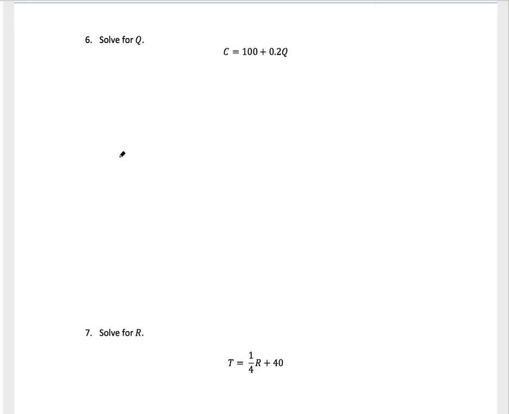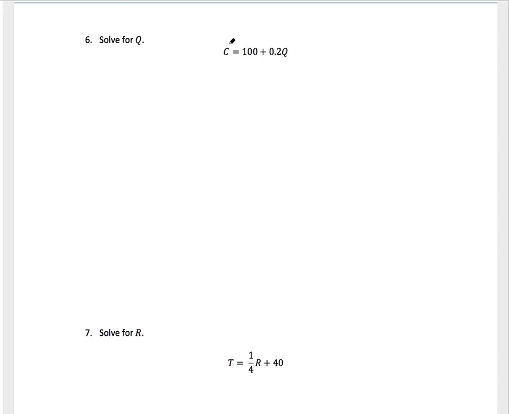Let's take a look at two more examples where we're interested in solving the linear function for a particular variable. So here we're given c is equal to 100 plus 0.2q. We want to solve for q. And again, just like in the last example, notice that we have two unknowns or two variables in our equation, and we want to solve for the other variable.